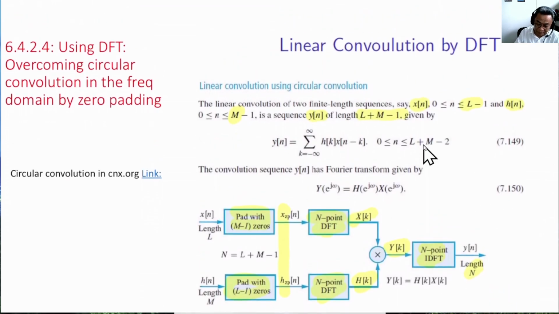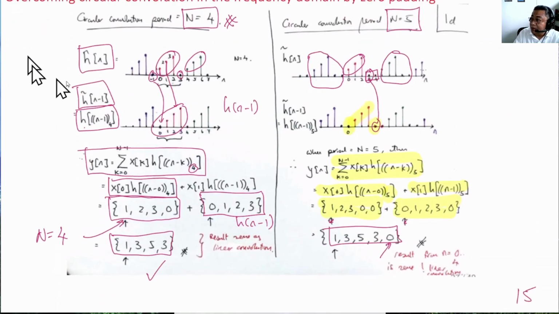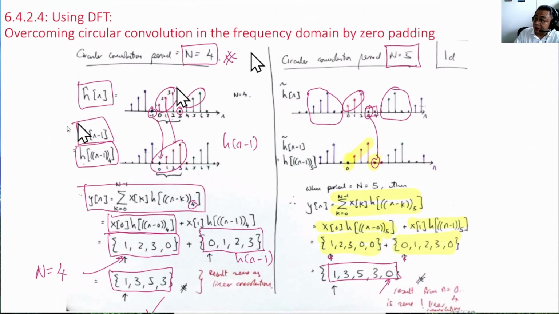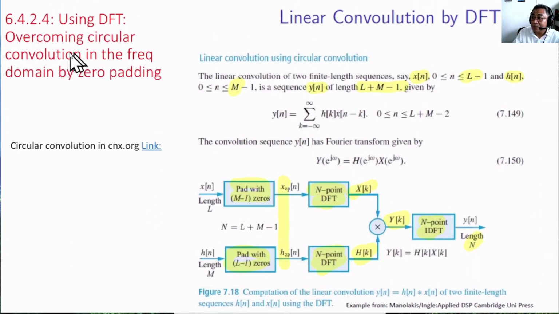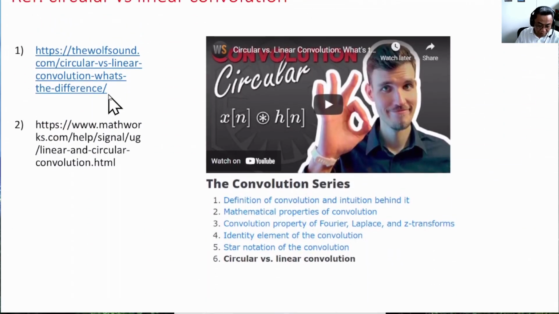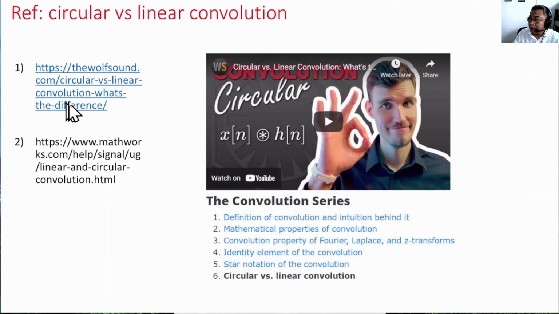Alright, so this is how we use DFT to overcome this. And in fact, this is exactly what we have done for this example, right? So the original length of the input is 2, the other is 3. 2 plus 3 is 5, 5 minus 1 is 4. So that's why N equals 4 is sufficient. When we use longer, well, it's not necessary because we are getting zeros at the end of y. So with that, we have shown you how to overcome circular convolution in the frequency domain by zero padding. With that, you can go and look at many of the available resources online to help you understand circular convolution. Thank you.